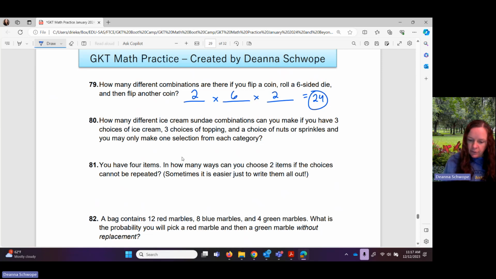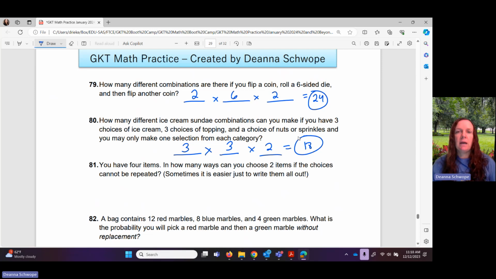Number 80, how many different sundaes can you make with ice cream? 3 ice cream choices, 3 choices of topping, and 2 choices for either nuts or sprinkles. There are 18. So again, that is the fundamental counting principle.